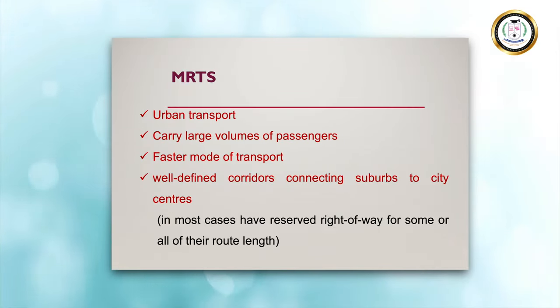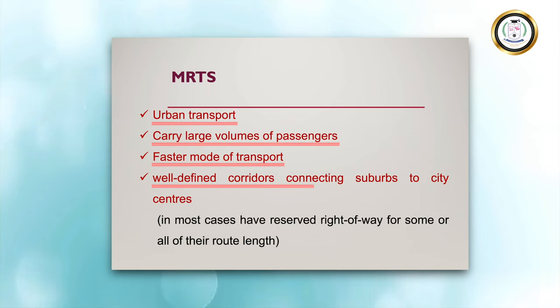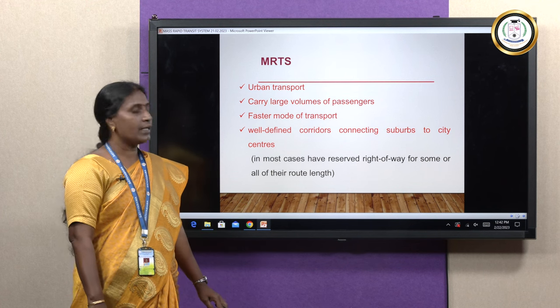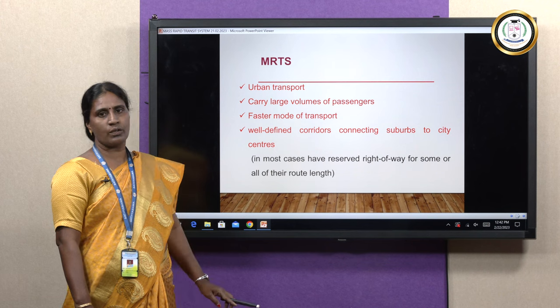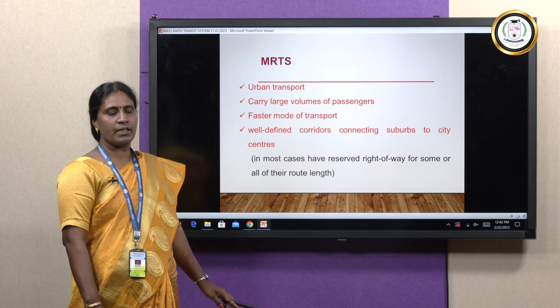MRTS is a type of urban transport, and it carries a large volume of passengers at a time, and it is considered a faster mode of transport. It has well-defined corridors connecting the suburban areas in the cities to the city centers. So it has specifically a reserved right-of-way or separate lanes for the movement of trains for the required length.